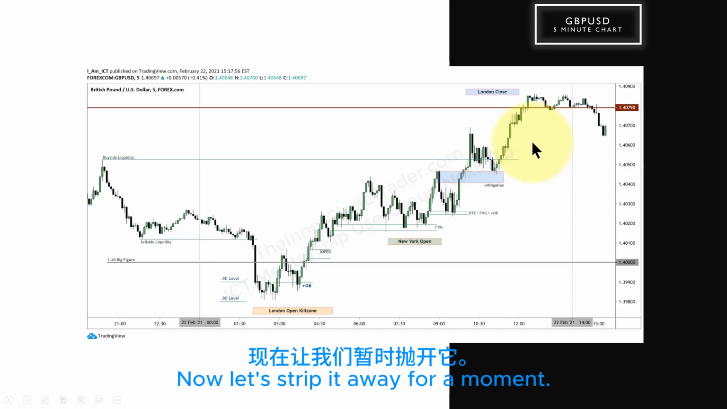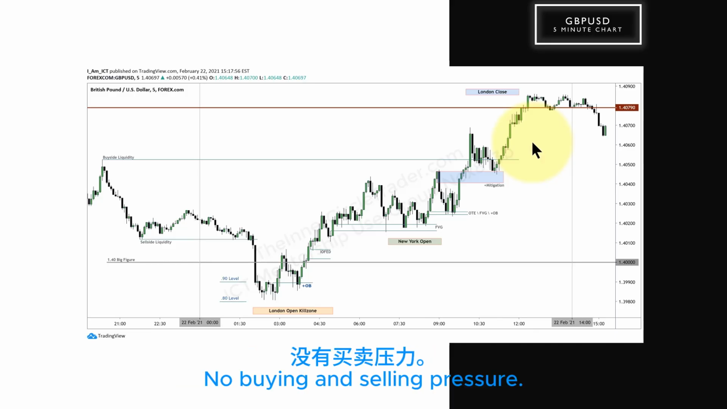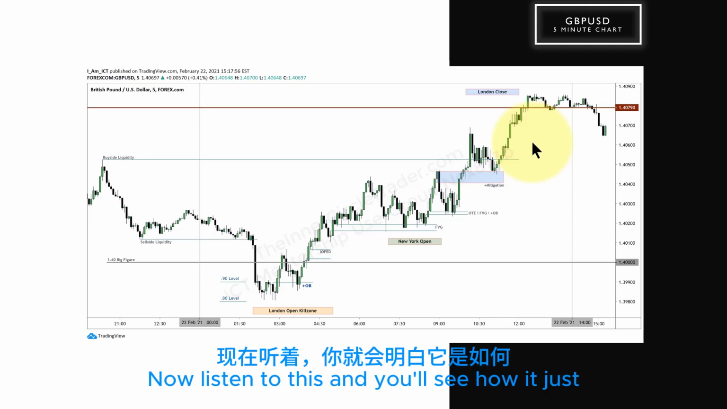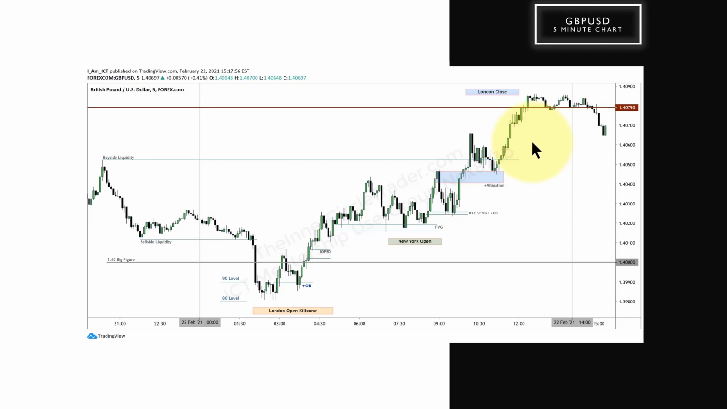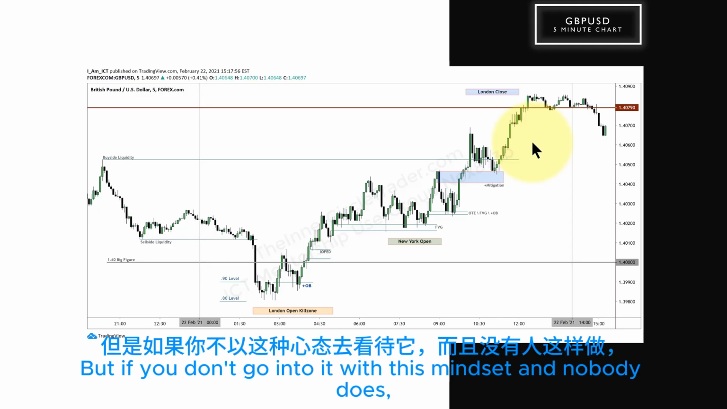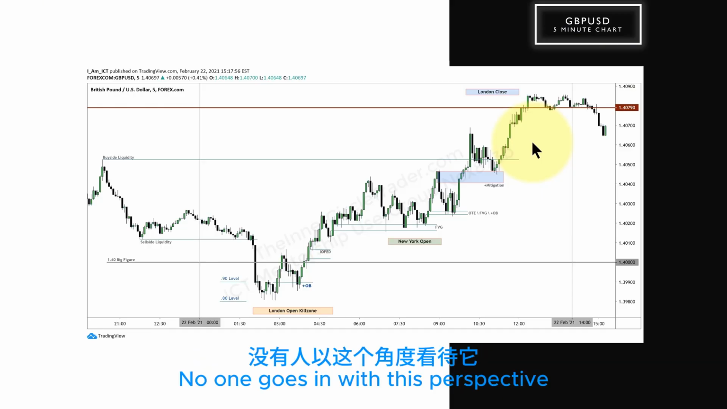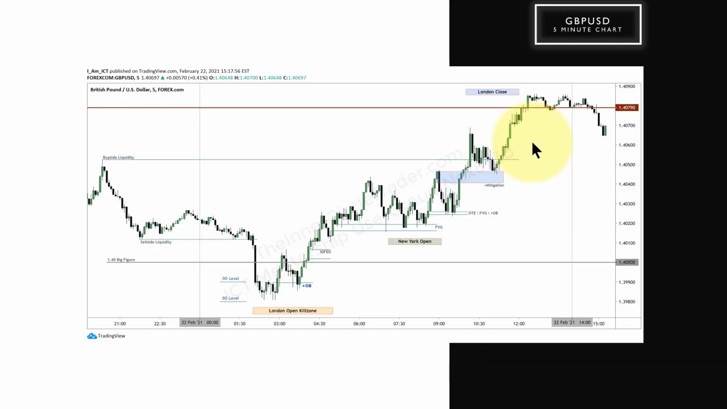Now, let's strip it away for a moment. No buying and selling pressure. It's completely controlled. Look at it from that perspective. Now listen to this and you'll see how it just makes perfect sense. But if you don't go into it with this mindset, and nobody does, which is why it's hidden from you. No one goes in with this perspective until they spend time with me.